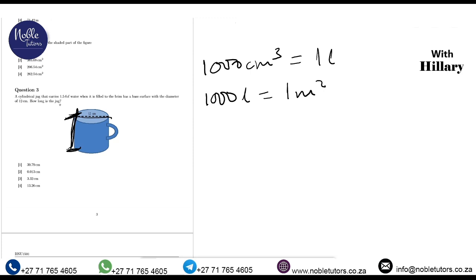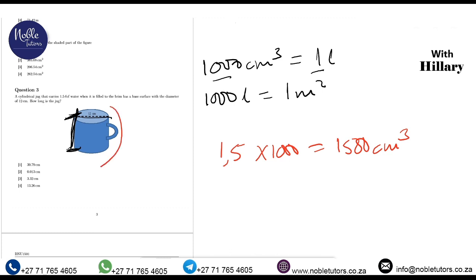So here they are saying that we have 1.5 liters of water, which means, and the answer that we are looking for is in centimeters, so what we need to do is to convert first this water into cubic centimeters. How do we do that? If we know that for every 1 liter is equivalent to 1,000 cubic centimeters, so we can safely say 1.5 liters times 1,000 will give us 1,500 cubic centimeters, which is the volume that this cup carries to full.